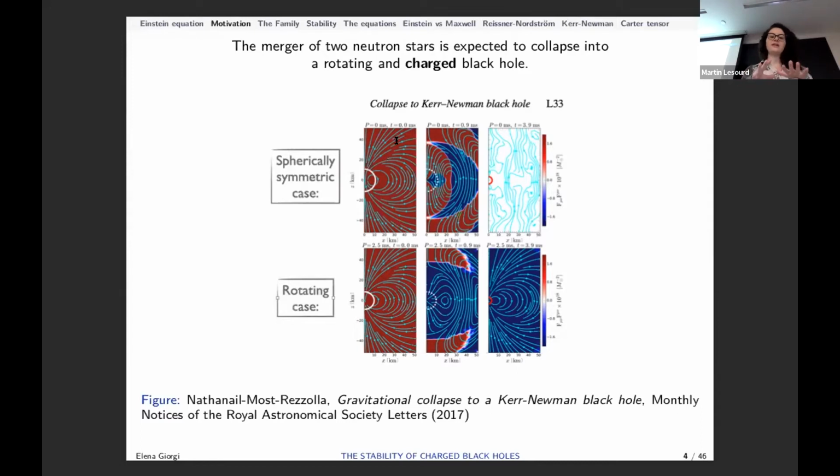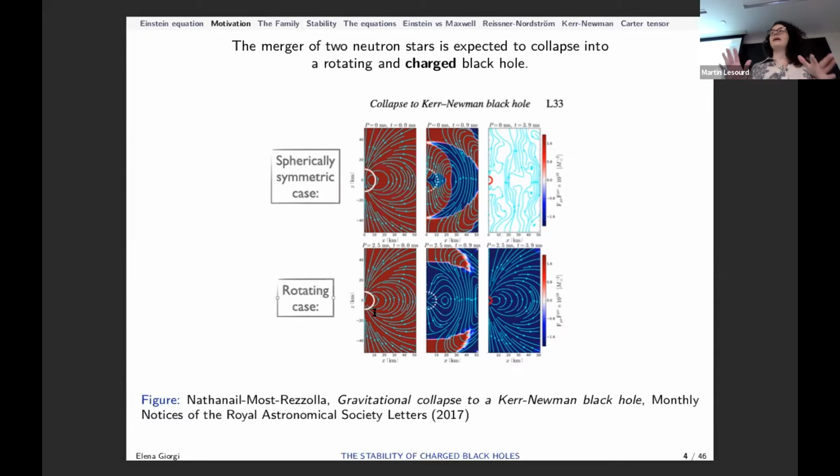If you're in the spherical symmetric case, then you have a magnetic field that is expected to disperse very quickly, and that's why people don't really consider charged black holes in the picture of LIGO, for example, in detection of LIGO, because the magnetic field is expected to disperse very quickly. You can see in the spherical symmetric case, indeed, it does disperse very quickly. There is nothing left at the end.